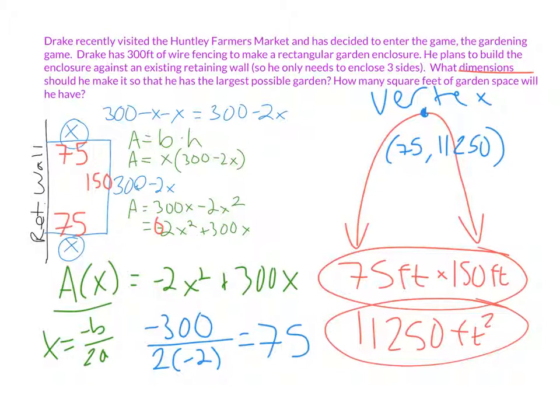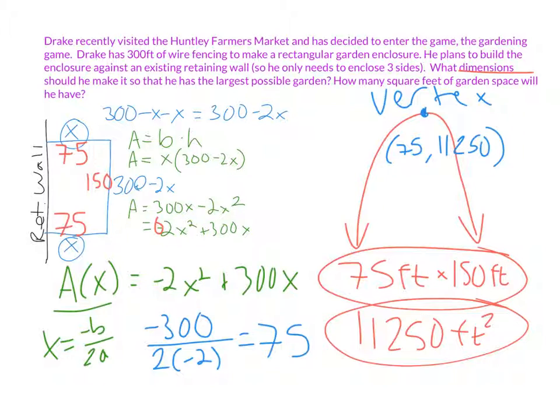All right. We got our dimensions. We got our area that he's going to have. He's good to go. Drake's ready to enter that gardening game. He knows exactly what to do with his fencing now to make sure he's got the largest amount of space. Woo! Lovely. All right. So, real quick recap on this.